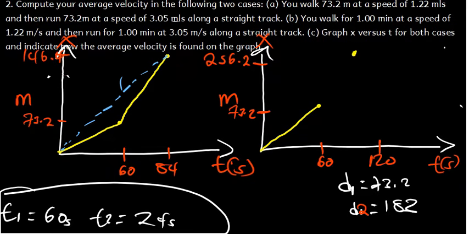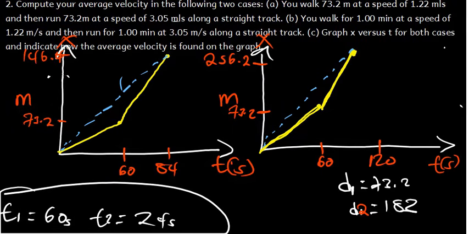Then I'm going to put a straight line as well. So we need to have this curve, then we have that other curve. Now to find the average speed in this case, we need to draw a dotted line from this point all the way to the starting point. So that is going to be our average velocity. So that is it for question 2.